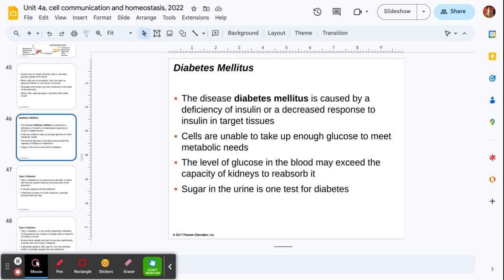So one of the very simple tests that they can do to kind of rule out diabetes is to do a urinalysis. They'll have you pee into a cup, and they will check to see if there's glucose in that sample. If there is, then that's an indication that there's something wrong, and often it's diabetes that is the problem.